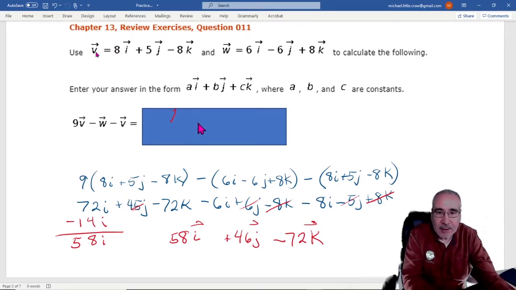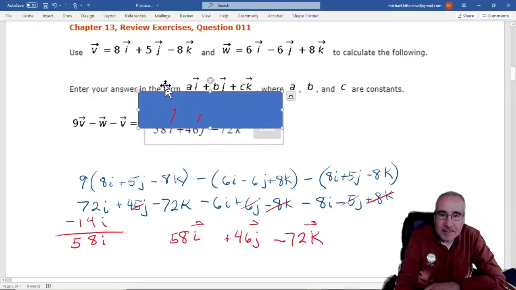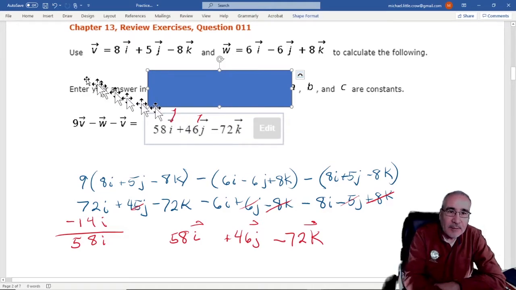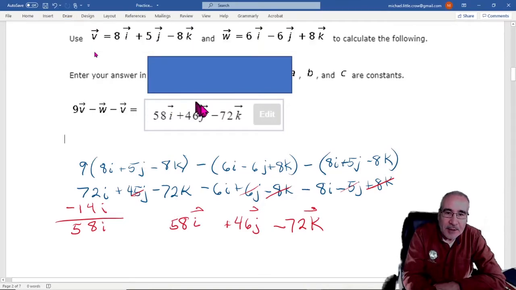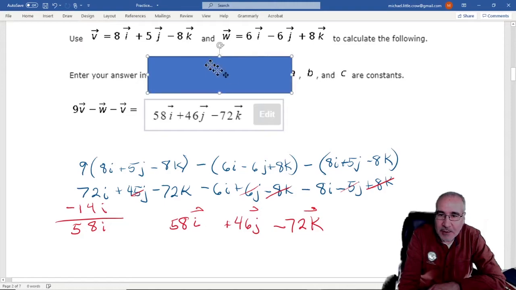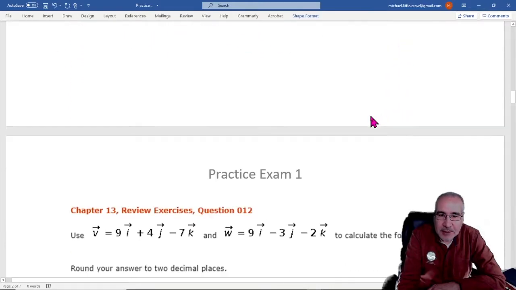Let's see, I think I have to go like this. There we go. Get to the right. Looks good. 58i, 46j minus 72k. Let me get rid of my little stray marks here. There we go. Okay, and again, I'll move this over here. We'll save this. Just arithmetic with vectors.